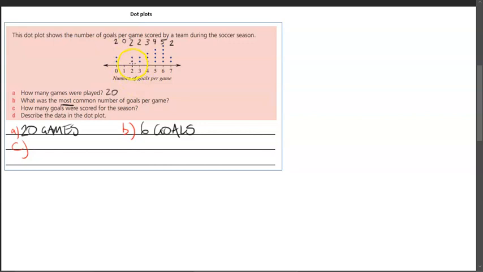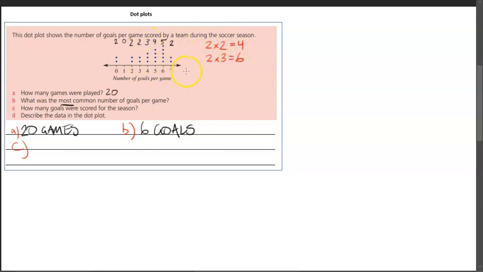Here we have 2 games where 2 goals were scored. So for the 2, we have 4. So there's 4 goals. For the 3 goals, we had another 2. So this is 2 lots of 3 goals, which is 6. So there was 3 goals in one of the games and another 3 goals in the other game. So we're just getting 2 lots of that 3.